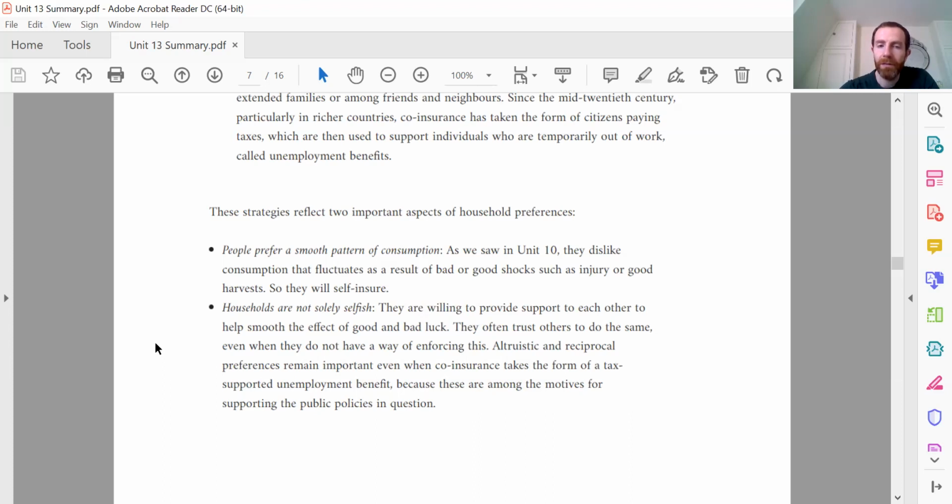But the second thing, the fact that we have co-insurance, tells us that households aren't completely selfish. If they were completely selfish, then they wouldn't want to give any of their money away to help out their neighbors or their friends or other people in the country. And so that tells us, as with the stuff we saw earlier in term one, that there is an element of altruism or reciprocal preferences. People are willing to pay taxes in order to help out people who are less fortunate. So these strategies, self-insurance and co-insurance, tell us about these preferences: that people prefer smooth consumption, and we see that because of the self-insurance that people do, saving and borrowing. And people are not selfish because of the fact that there is co-insurance in the world and people are willing to pay taxes.